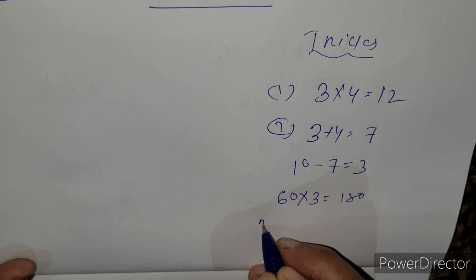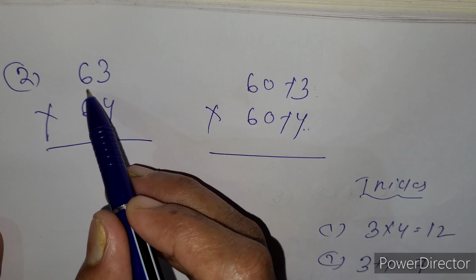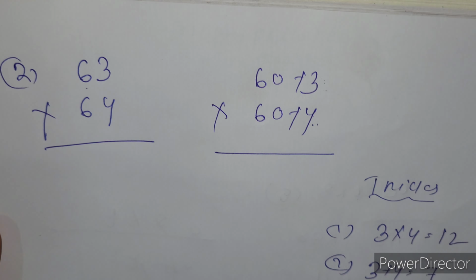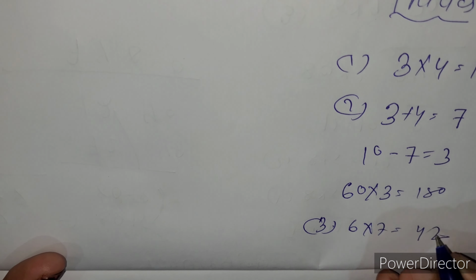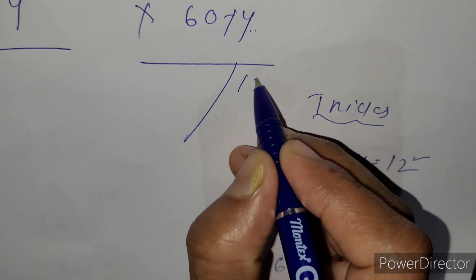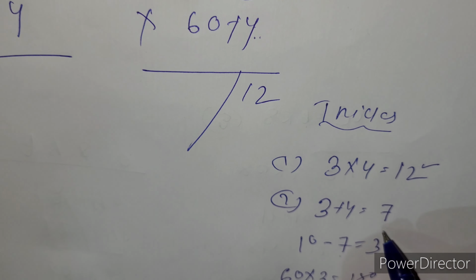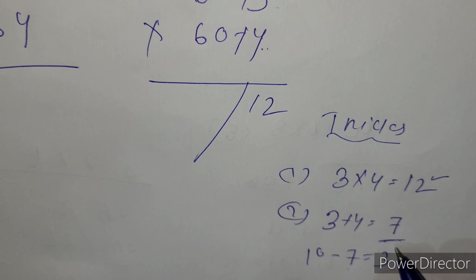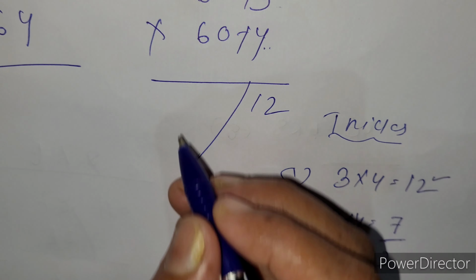Then take the 6 and multiply 6 with the after number. The after number is 7. 6 into 7 is 42. Then write the answer: 3 into 4 is 12. Less than 10, the round number is 10, and 10 minus 7 is 3. Less means the minus symbol. So 180 and 42.